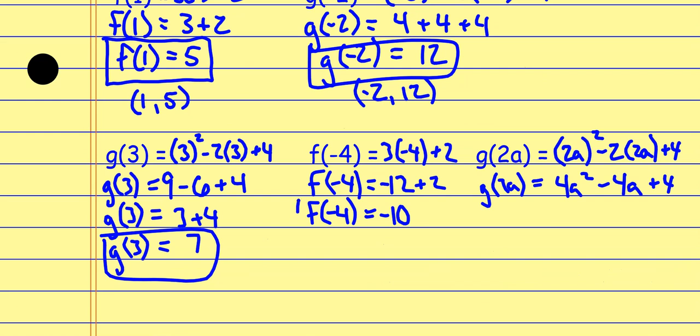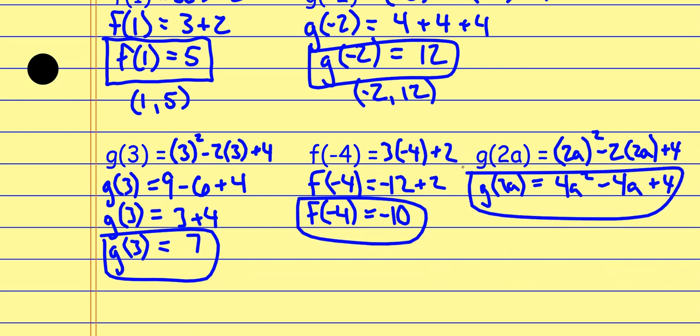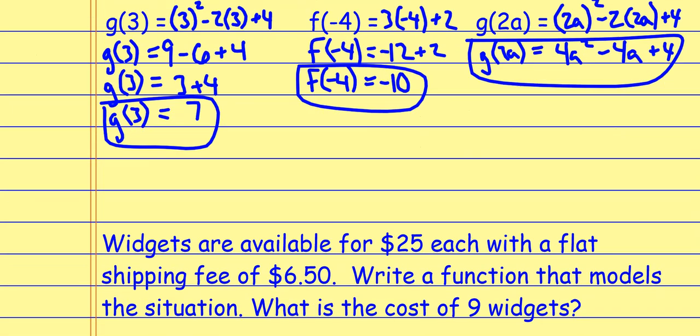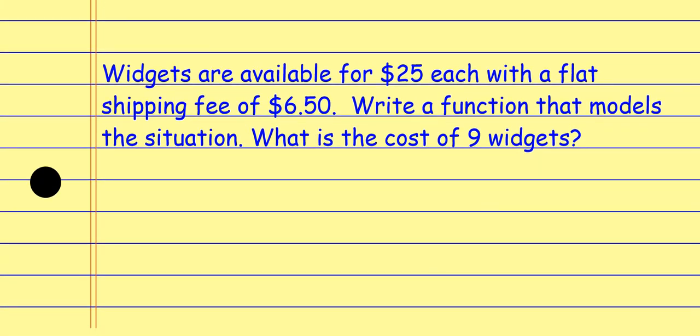Whew. But again, function notation. It's all about input, output. All right. What we started with today. If I look at something like this guy, widgets are available for $25 each with a flat shipping fee of $6.50. Write a function that models the situation. What is the cost of 9 widgets? Again, I want to do it in function notation. So I just choose variables that make sense. All right. So like my cost, because it asks for the function that models the situation. So maybe I'll say the cost or the price.